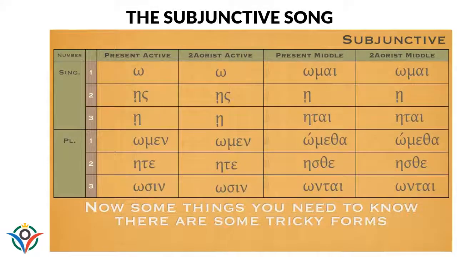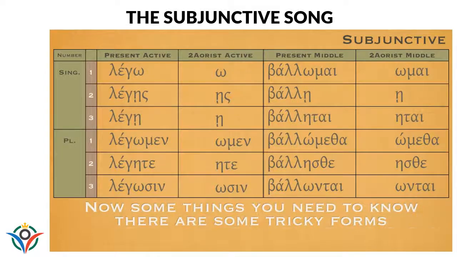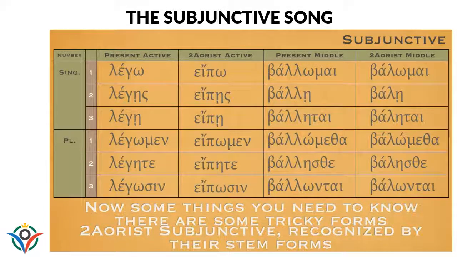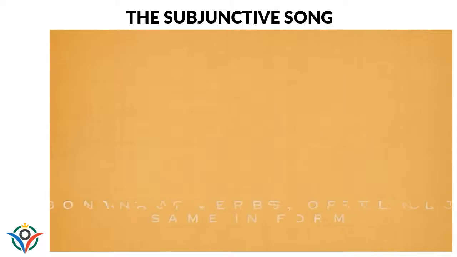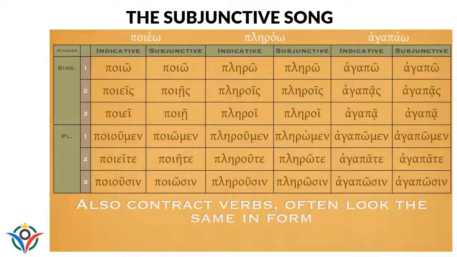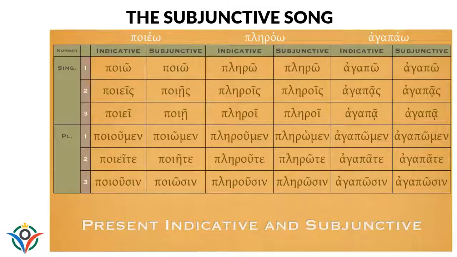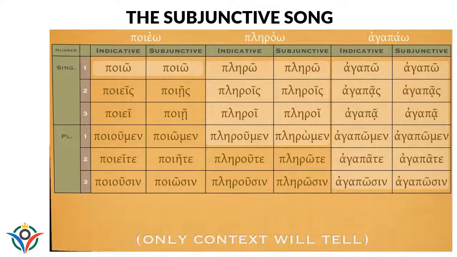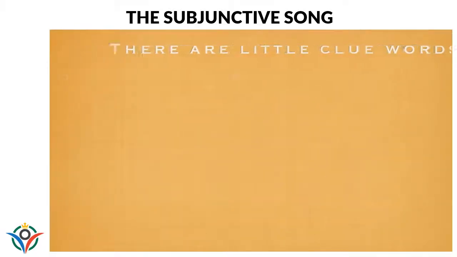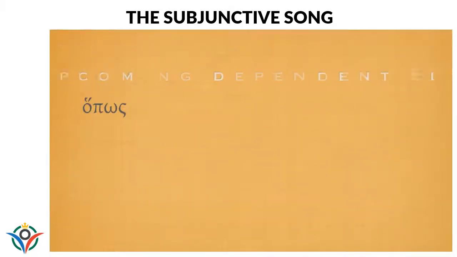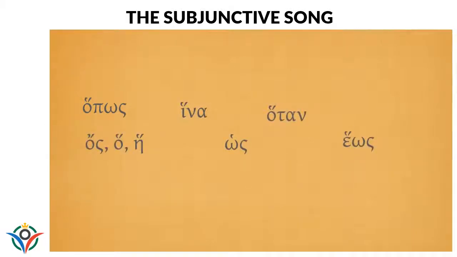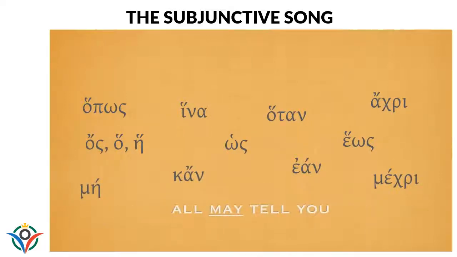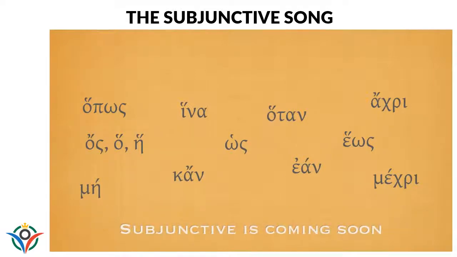Now some things you need to know. There are some tricky forms. Second aorist subjunctives are recognized by their stem forms. Also contract verbs often look the same in form. Present indicative and subjunctive look identical. Only context will tell. There are little clue words for upcoming dependent clauses: hopos or hina, or a relative pronoun, hos, hotan, heos, achri, mechri, ean, or kan, and me, the negative too. All may tell you subjunctive is coming soon.